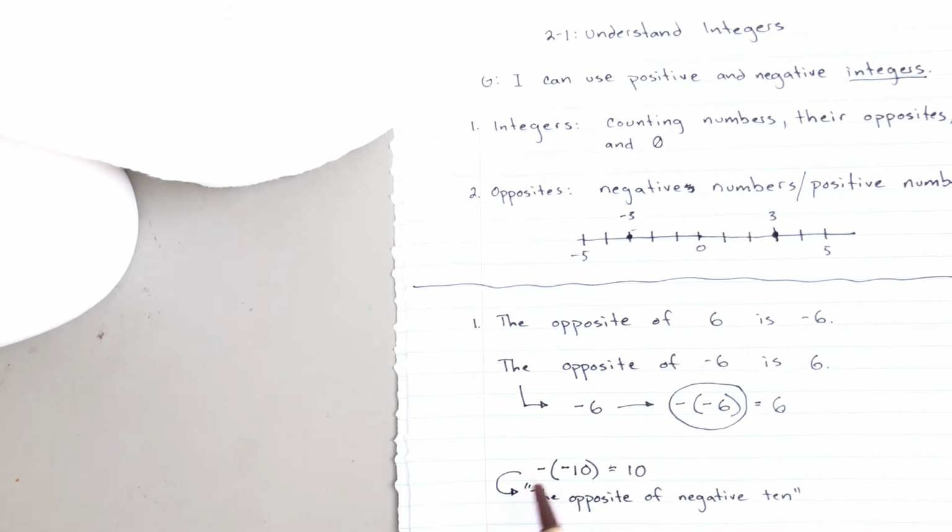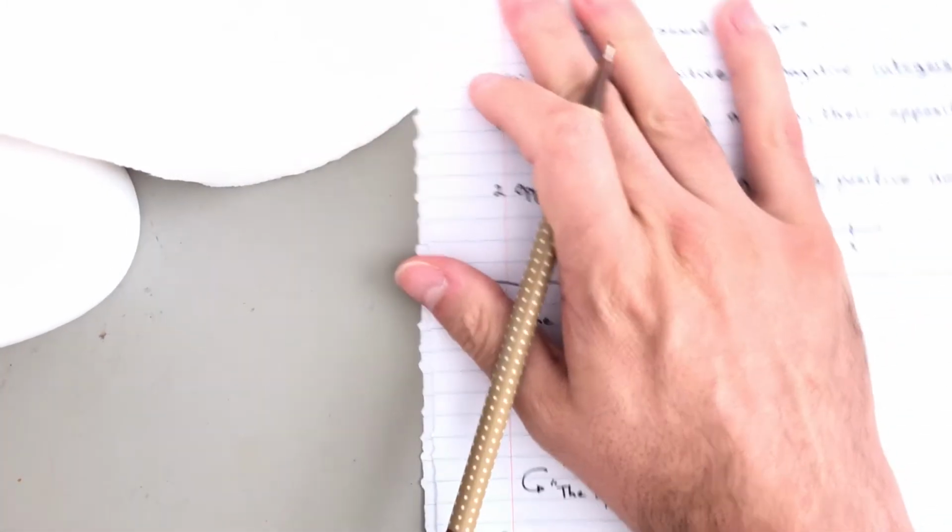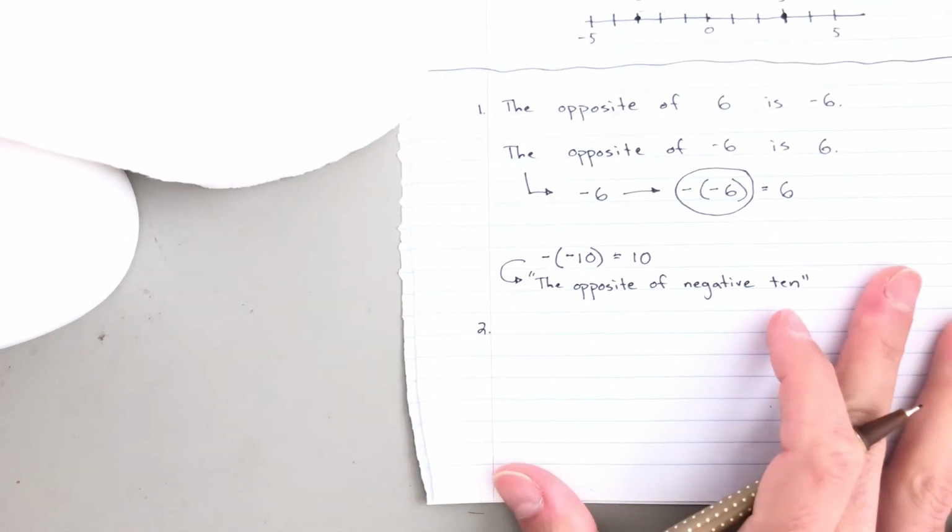Okay, this part is a bit confusing, but if you can just remember that the first negative here, you just read as the opposite of -10, and you always get the positive. So this will always mean positive. All right, so now for the rest of the lesson and the rest of the topic here, you are just putting things in order.